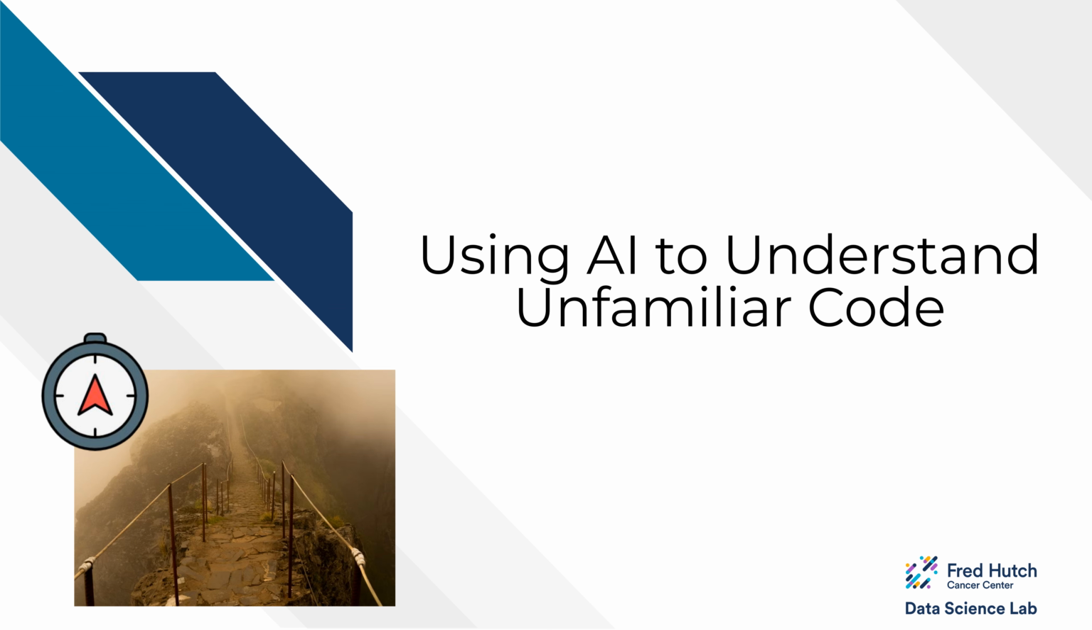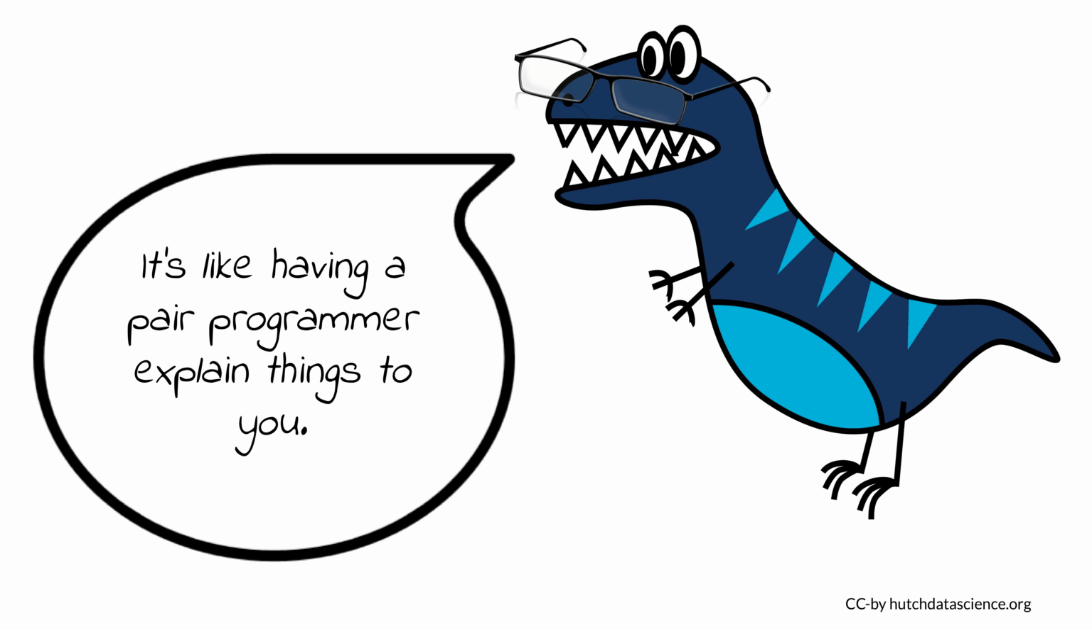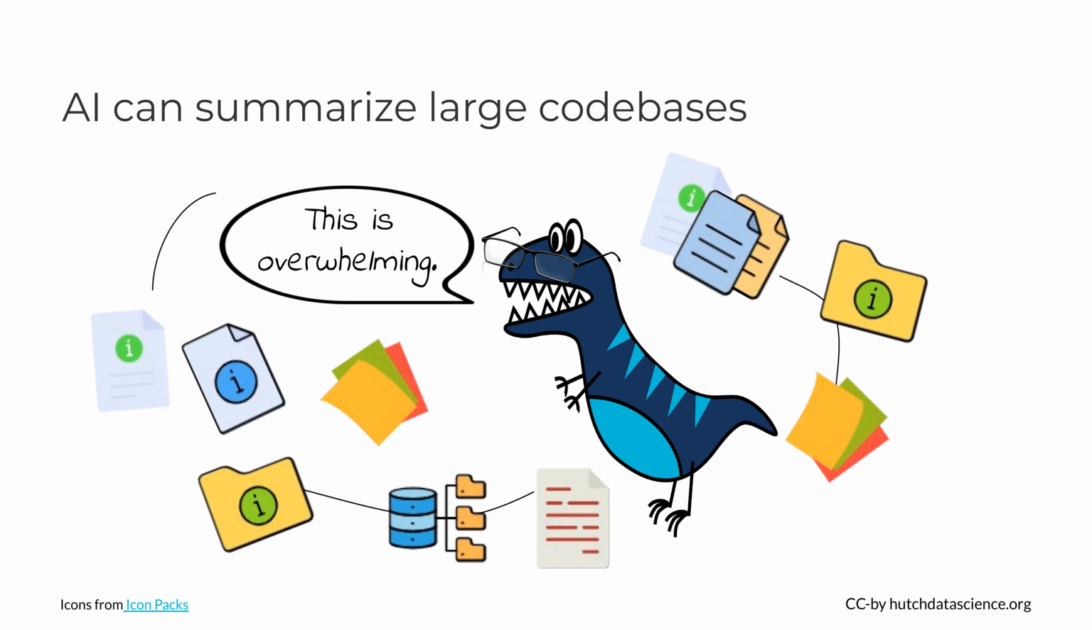Let's talk about how we can use AI to help understand unfamiliar code. While anyone can learn to understand code written by someone else, using AI language models to achieve this has some significant advantages. AI can quickly scan large code bases and give you a high-level overview of what they do. This can save you a lot of time and effort, especially when dealing with complex code bases.